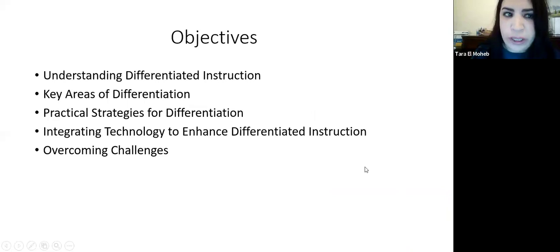Objectives, what are we going to learn? First of all, we're going to understand differentiated teaching. Why is it important? Why should we do differentiated teaching in the classroom? Key areas of differentiation. What are the key areas that we need to focus on in order to do differentiated teaching in the correct way? Practical strategies for differentiation. What are the exercises and examples that are useful for us to employ in the classroom? And of course, integrating technology to enhance and differentiate teaching. Last but not least, overcoming challenges.